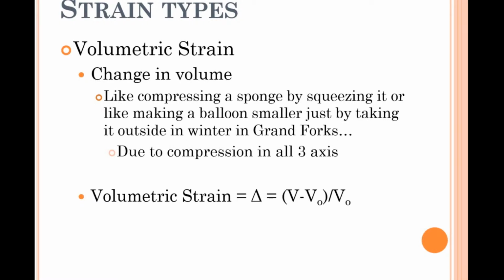If you take it outside in the winter here in Grand Forks, it will shrink because of the pressure created by lowering the temperature. Air pressure outside stays constant. Pressure inside the balloon decreases as it gets cold because the gas contracts. Therefore, it's a pressure compressing it and makes it shrink. All three axes have pressure. All three axes have similar pressure, or at least enough that it doesn't bulge out in one direction. It compresses in all directions.